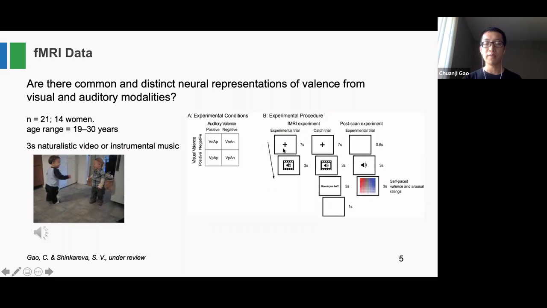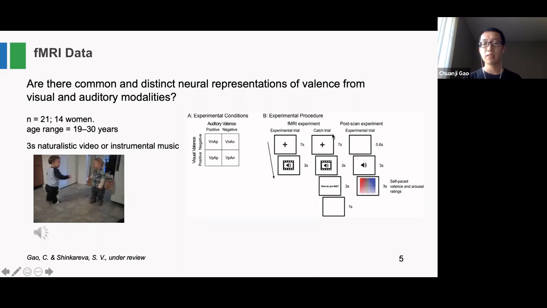simple. It's a slow event-related design, and we let the subject watch the presentation of the stimuli. After the presentation of the stimulus, there's a 7-second inter-trial interval. We also have a catch trial in the scanner task just to keep the participant focused. After the presentation of the stimulus, we ask them how they feel overall. It's a 2-button response, overall positive or overall negative.